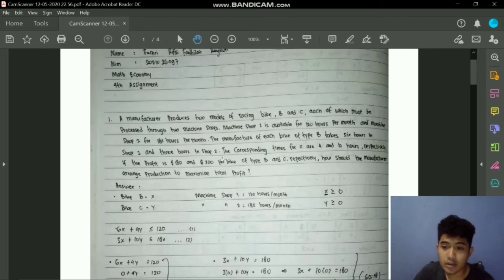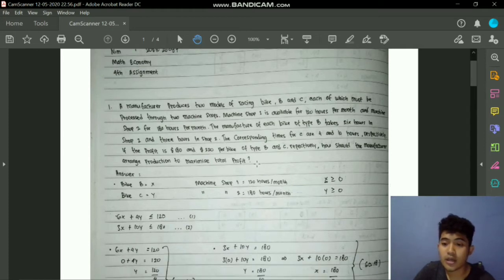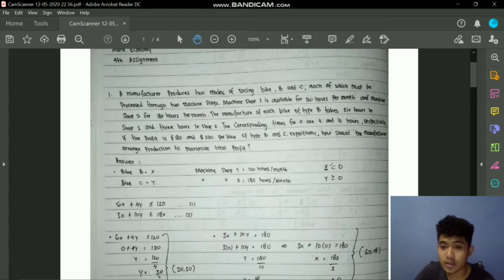Maybe you can see the question here, and we can conclude from it. Suppose bike B is x and bike C is y. From the question, machine shop 1 works 120 hours per month and machine shop 2 works 180 hours per month. We also get x is greater than or equal to 0 and y is greater than or equal to 0.